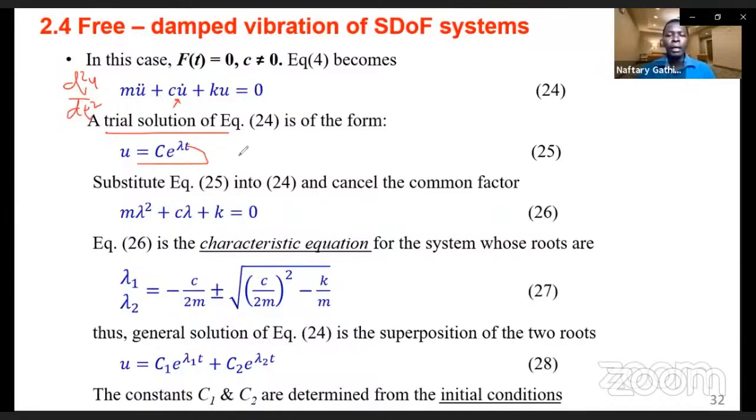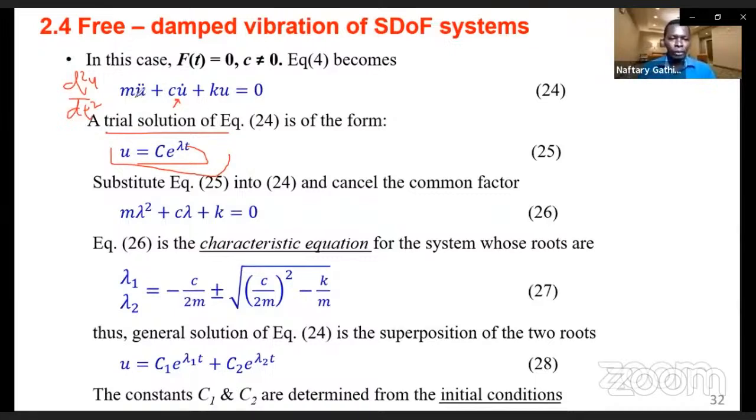Now, we already have the trial solution. So what we need to do to get our response? Our response, remember, is displacement. We want to get this equation.